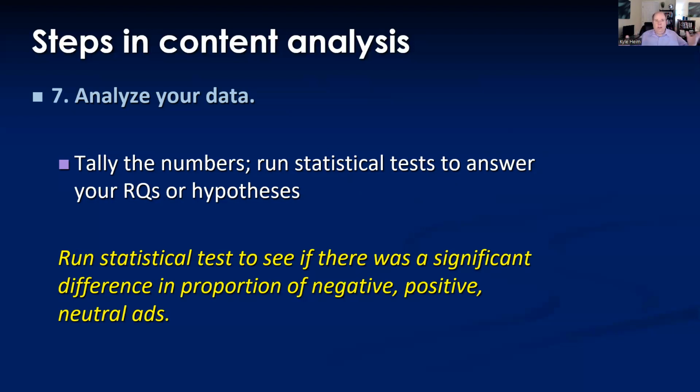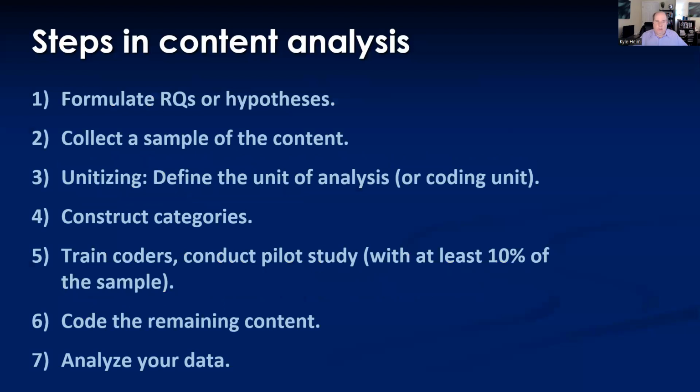At the end of the day, you actually get results, and those results would be expressed in the form of numbers and statistical tests. So those are the 7 steps behind doing a content analysis. It all begins with research questions or hypotheses, and it ends with analyzing your data and answering those research questions or hypotheses. If you follow all of these steps to the letter, then you will have done a great content analysis.